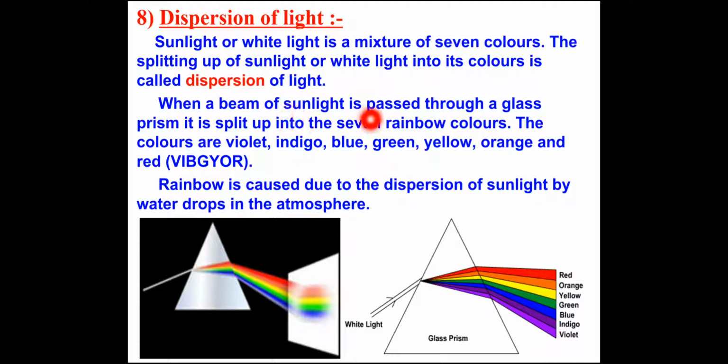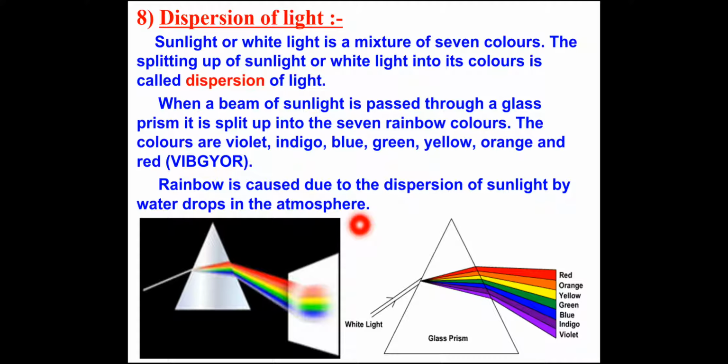When a beam of sunlight is passed through a glass prism, it splits into 7 rainbow colors. The colors are violet, indigo, blue, green, yellow, orange and red. And a rainbow is caused due to the dispersion of sunlight by water drops in the atmosphere.